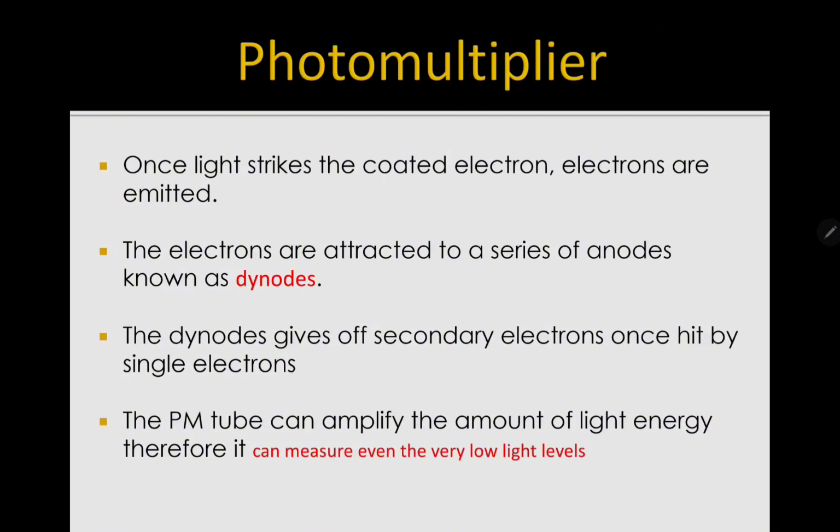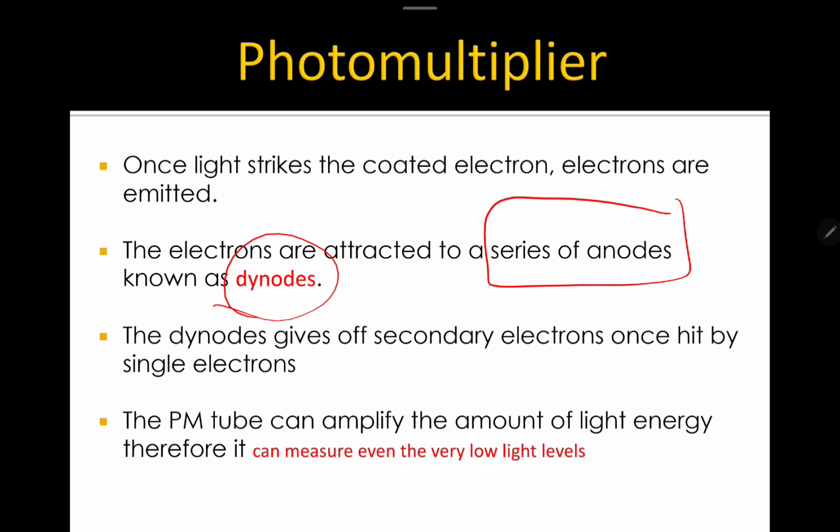For your photomultiplier, or what we call the PM tube, once light strikes the coated electron, electrons are emitted. The electrons now are attracted to a series of anodes known as dynodes. So it has the same principle as your phototube. However, since we have multiple anodes here, or a series of anodes, which in this case we call dynodes, it will be amplified.